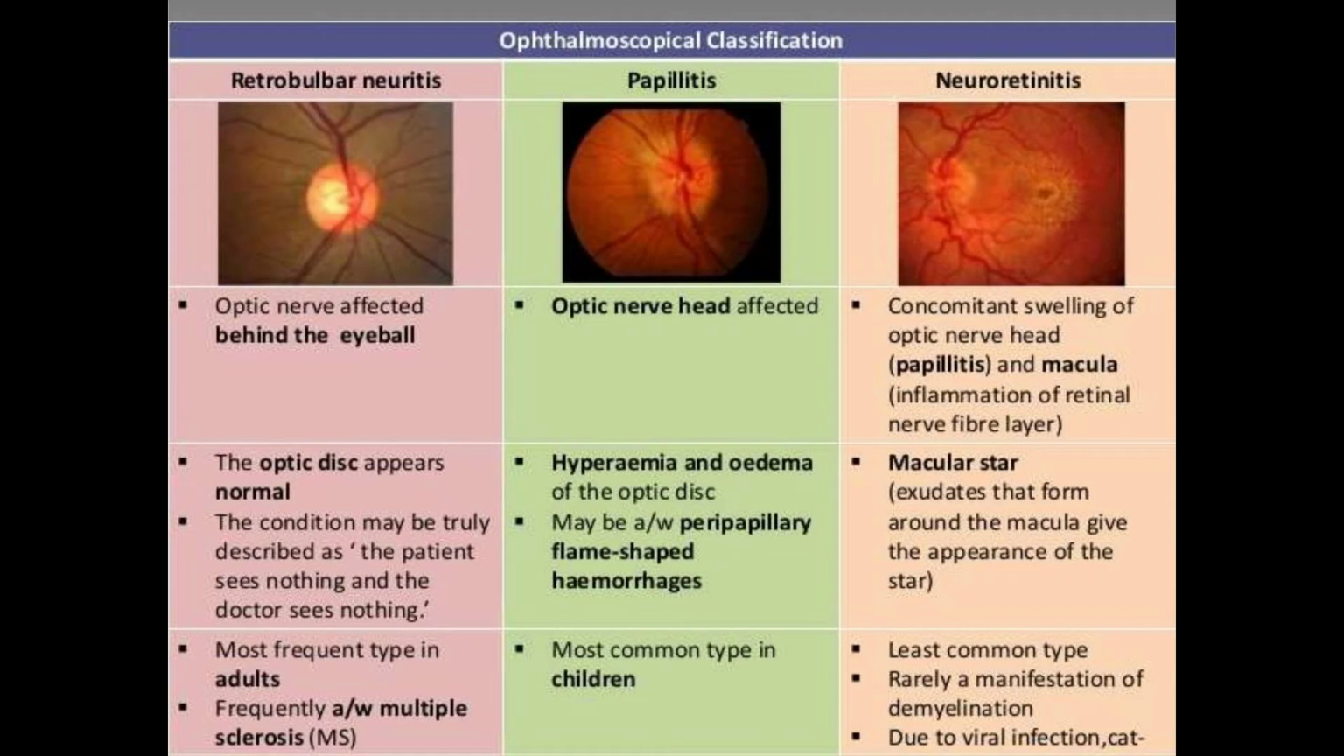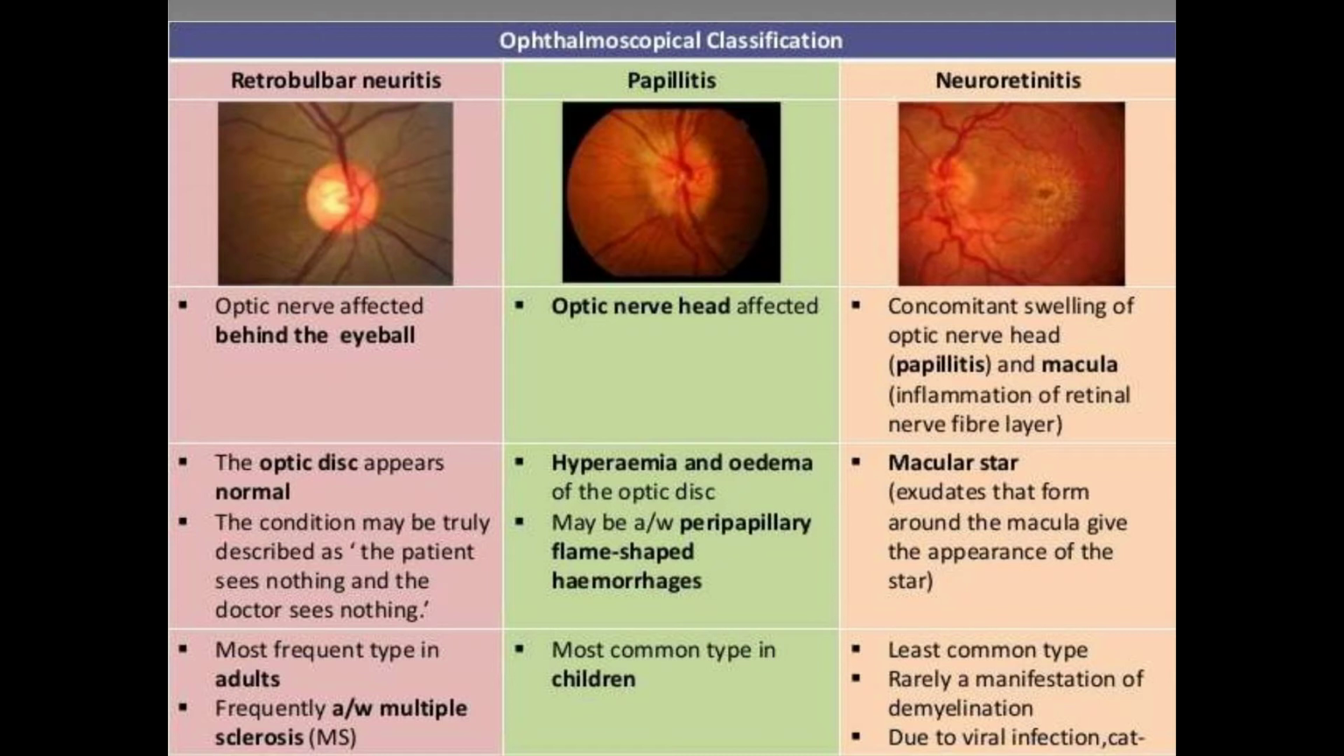this is the most frequent type of optic neuritis that occurs in adults, and it is because of the demyelinating diseases. There are certain disorders in which the myelin sheath of the nerve is affected. So in these demyelinating disorders, such as multiple sclerosis, this retrobulbar neuritis occurs. So this is number one.